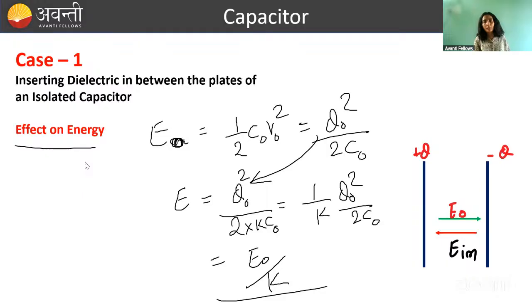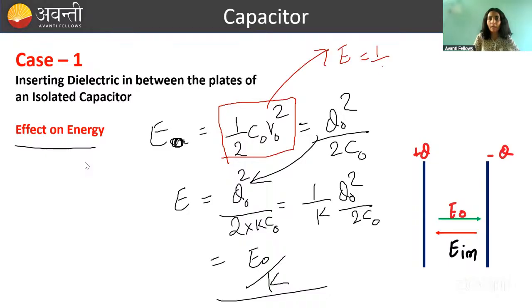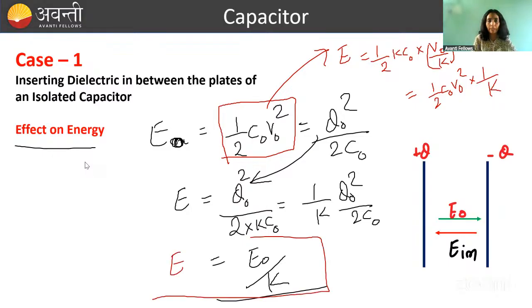You can also use another formula to check this one. इसको भी use कर सकते हो. Finally energy को क्या लिखोगे? Half C. C क्या हो जाएगा? K C naught times. What will happen to the potential difference? We have already seen it will get decreased by K times. So you will write V naught by K का square. So if you check it, it will become how much? Half C naught V naught का square into 1 by K. So again, initial energy by K. So energy will get decreased by K times.